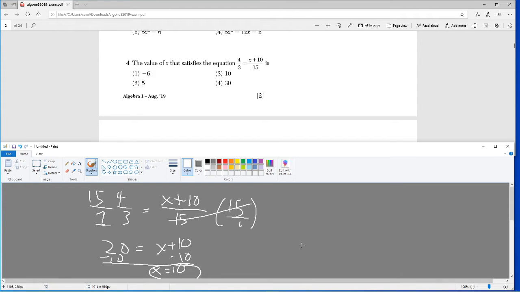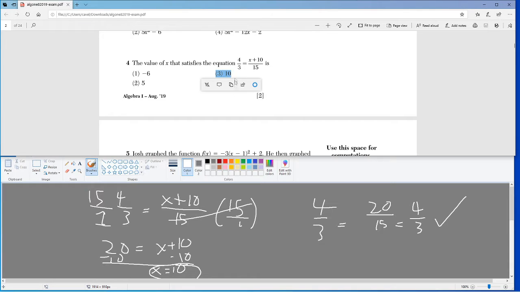We can check that. Where x is equal to 10, it's 20/15, and if you divide by 5, you get 4/3. So the answer to question number 4 is choice 3.